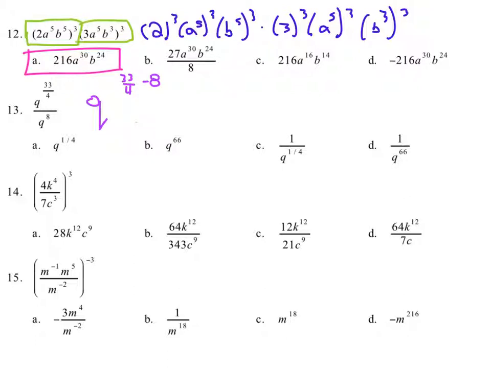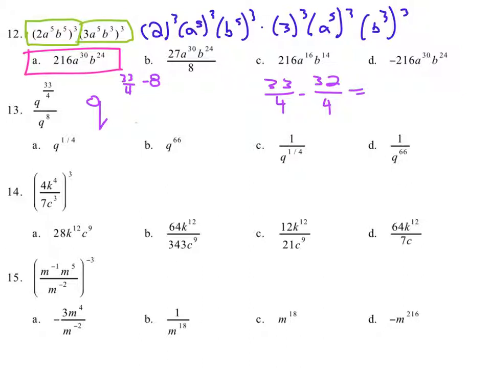Okay, so let's calculate this over here. What is 33 over 4 minus 8? Well, let's turn the 8 into fourths, because in order to subtract, we need to have a common denominator. So how many fourths equals 8? Well, if we do 8 times 4, we get 32. Right? 4 goes into 32 8 times. That's why that's equal to 8.